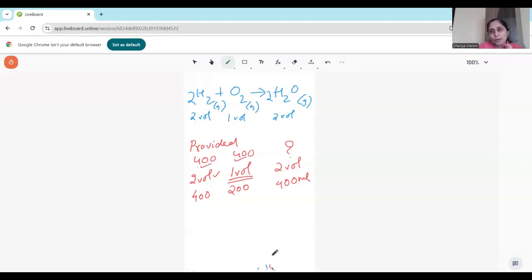But you don't need the whole amount. You need only half the amount of oxygen because it's just 1 volume, see? So I take it as 200. Okay. Now, the first question was how much steam is provided? How much steam do you get? So the first answer is 400 ml, because you are getting 2 volumes of steam. 2 volumes refers to how much? 400 ml. Right? Now, the second part of the question, let's check the question.